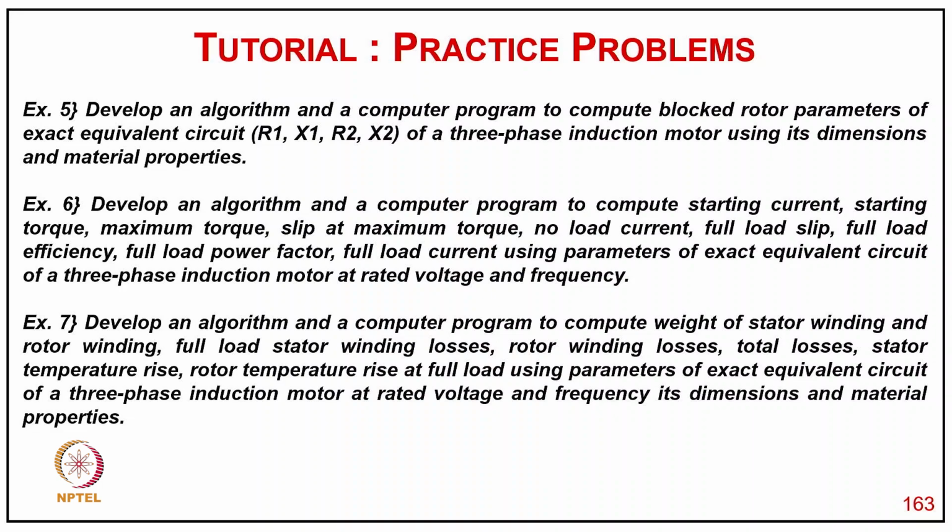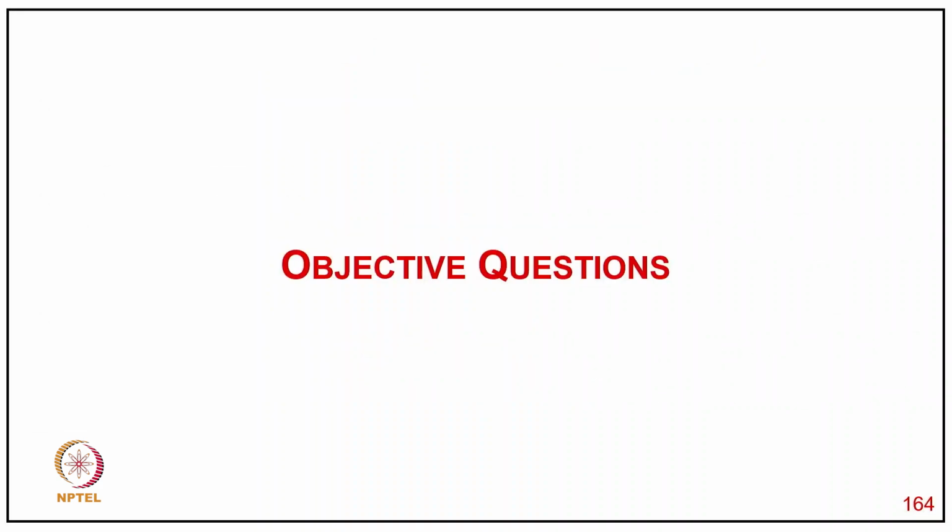Similar example: develop an algorithm with a computer program to calculate the blocked rotor parameters if dimensions and material properties are given. Similarly, with an algorithm you can calculate the performance, like starting current and torque, if the parameters of the equivalent circuit are given. Similarly, you can develop the weight calculation and loss calculation if all parameters are given.